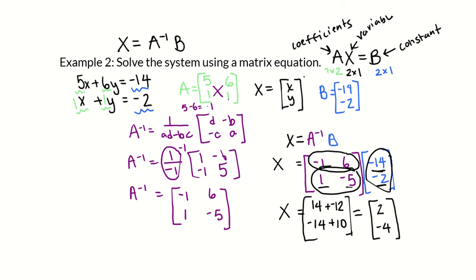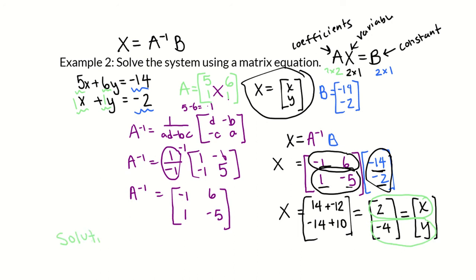Now since X was equal to [x; y], it held both the variables in it. That means that this answer matrix X is equal to [x; y], which means that the top entry is x and the bottom entry is y. So the solution to this system of equations is x equals 2, y equals negative 4, or the coordinate point (2, -4), which would be the same solution that we would find if we solved this system by elimination or substitution or some different method.